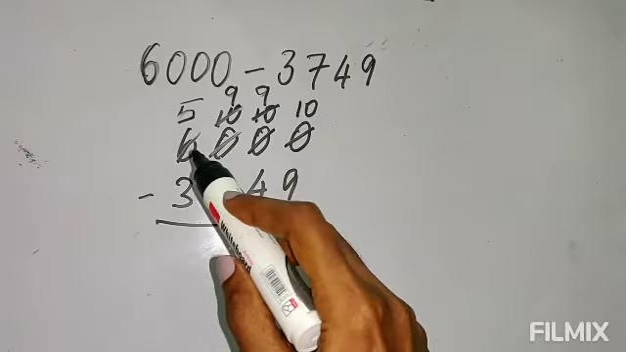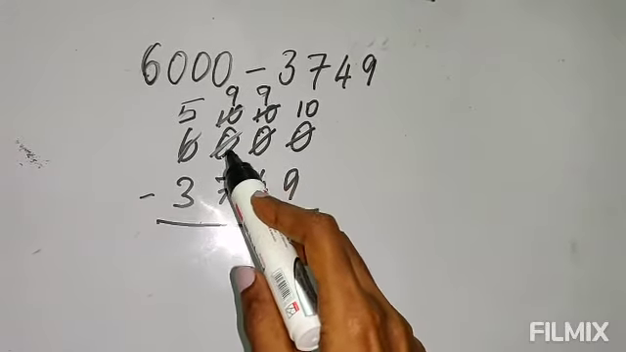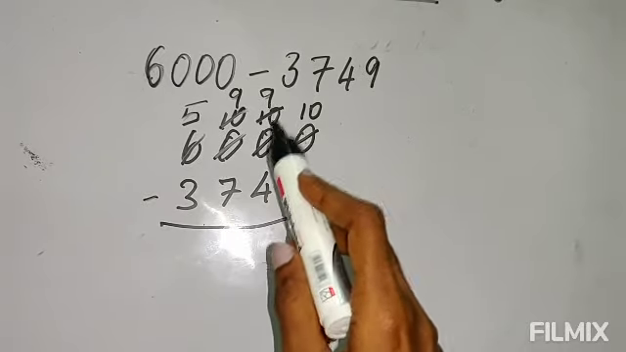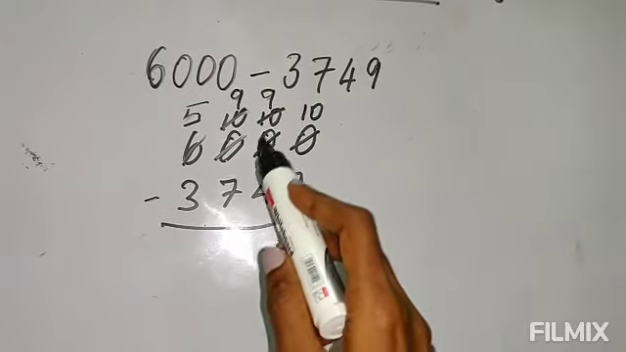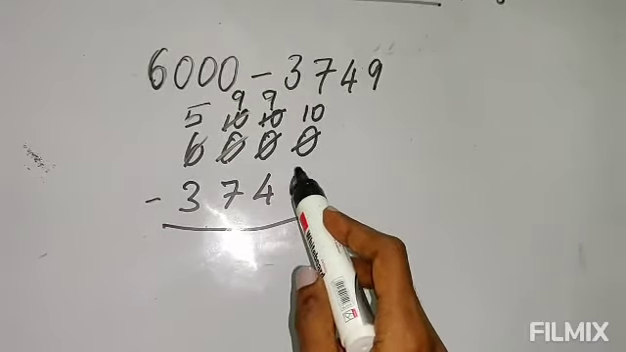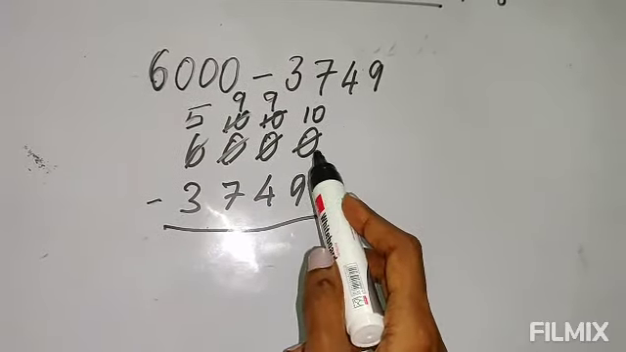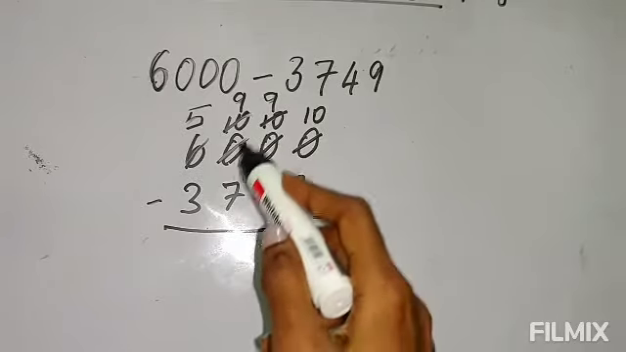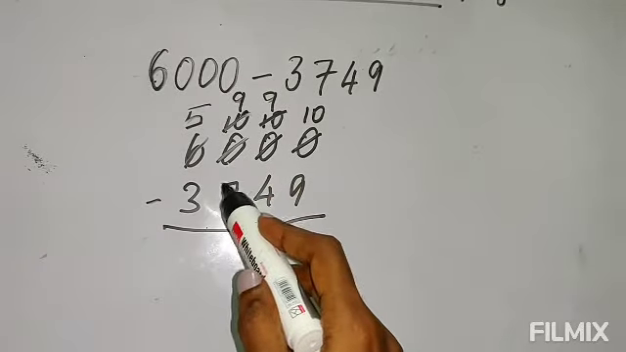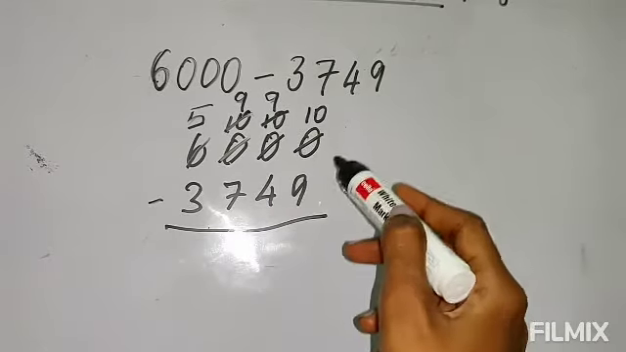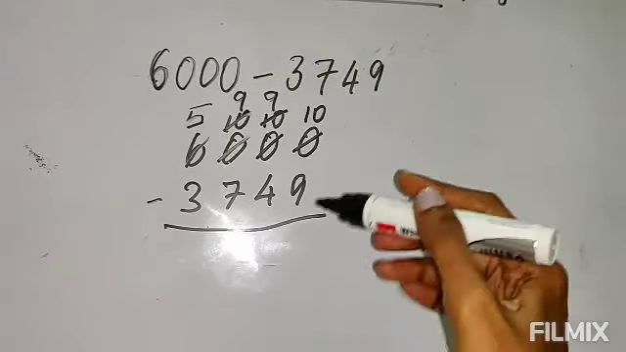First, when you borrow from the thousands place, it will give only to the hundreds place. Again, the hundreds place can give only to the tens place, and the tens place can give only to the ones place. So the thousands place cannot give directly to the ones place. It can give, but it has to give in order. First it will give to the hundreds place, then from there to the tens place, then from there to the ones place. So that will be in order.